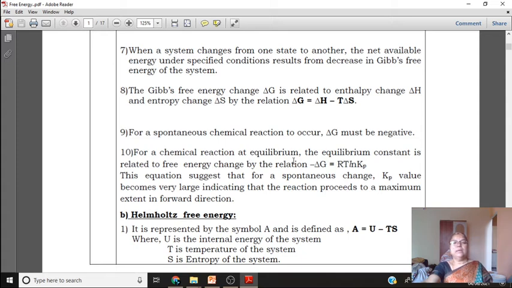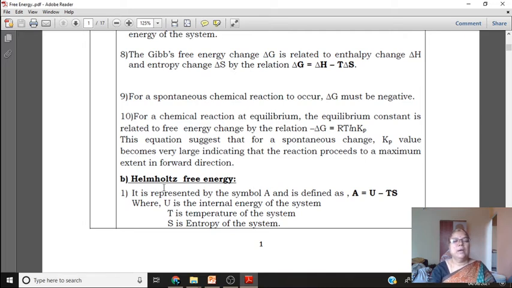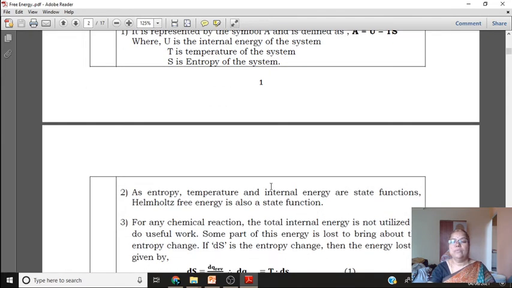Then, for a chemical reaction at equilibrium, the equilibrium constant is related to the energy change by the relation minus delta G equal to RT ln Kp. This equation suggests that for a spontaneous change, the Kp value becomes very large, indicating that a reaction proceeds to a maximum extent in the forward direction. Then Helmholtz free energy. It is represented by the symbol A and mathematically expressed as A equal to U minus TS, where U is the internal energy of the system, T is the temperature of the system, and S is the entropy of the system.